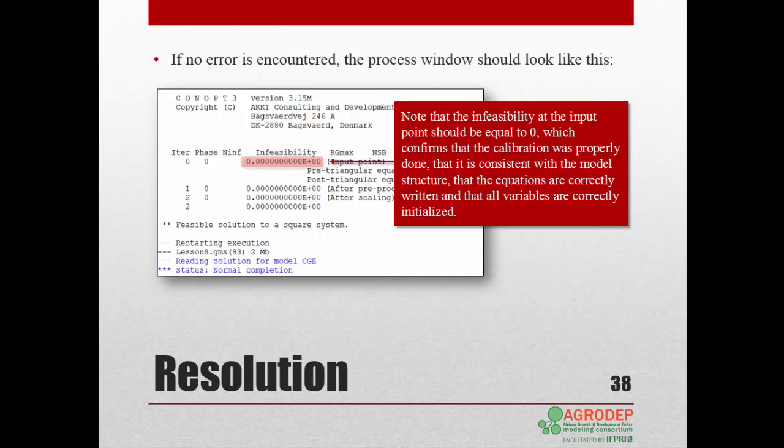The infeasibility value represents the largest gap between the left-hand side and the right-hand side of the equations, given the values assigned to the model variables and parameters. So a value of 0 confirms that the values assigned to parameters and variables are solutions to the system of equations in the model. In other words, it confirms that the calibration was done properly and consistent with the model structure, that the equations were written correctly, and that all variables were initialized correctly.